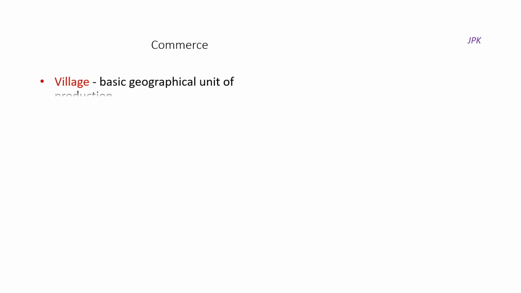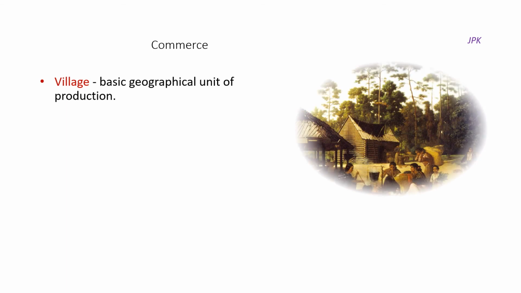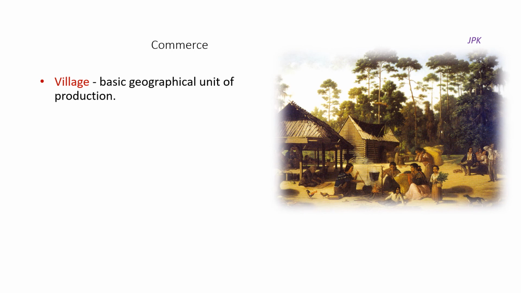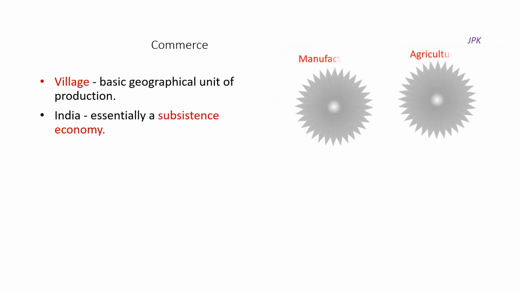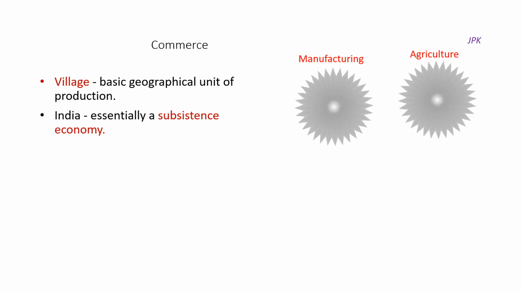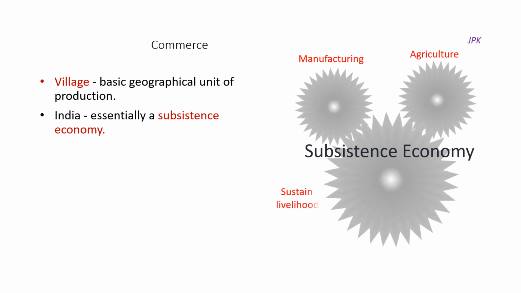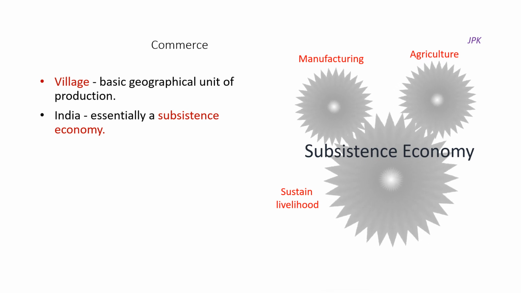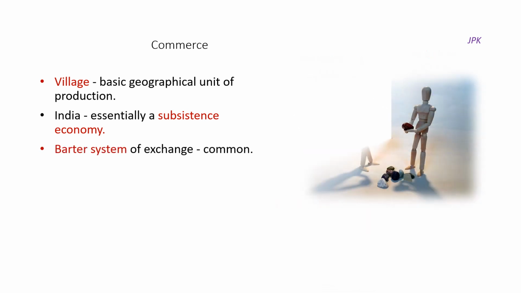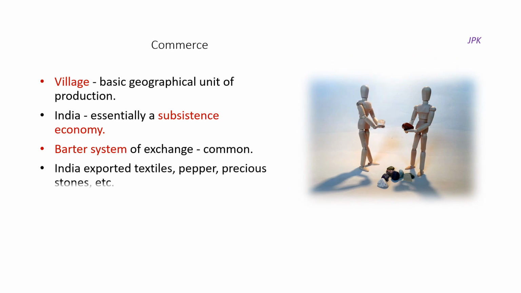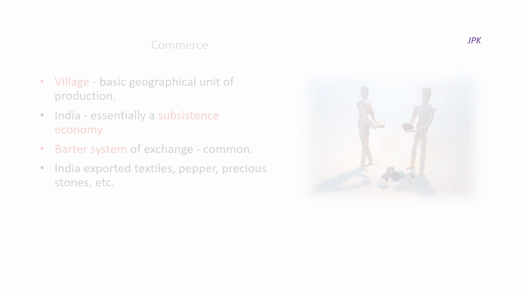Commerce. Although there were many cities then, villages were the basic geographical unit of production. What a community required was produced in the surrounding areas itself. Though the kings and rulers minted and distributed currencies and coins, the barter system of exchange was still prevalent.